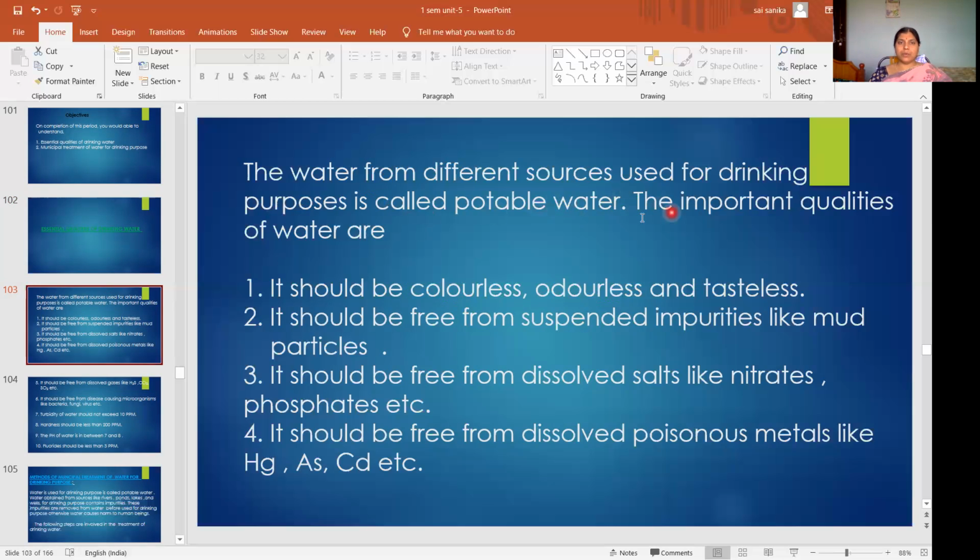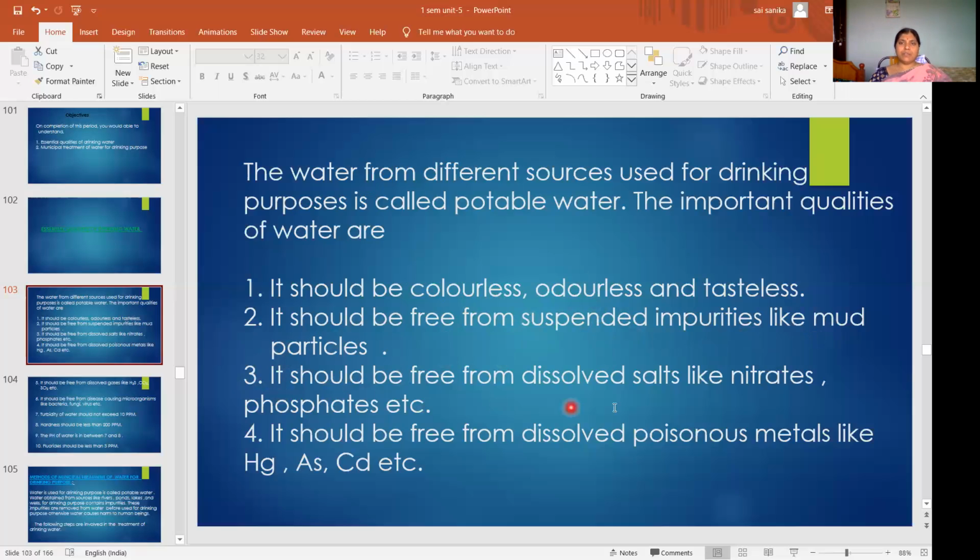We will see the important qualities of drinking water. What is the first quality? It should be colorless, odorless, and tasteless. It should not have any color, any smell, or any taste. That is, it should not be salty, it should not be sweet. Second, it should be free from suspended impurities like mud particles. These mud particles are suspended in the water, so it should be free from them.